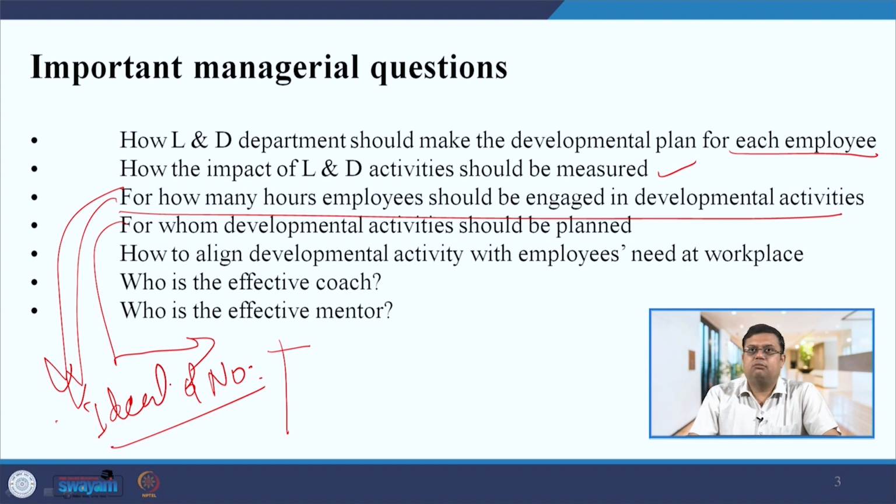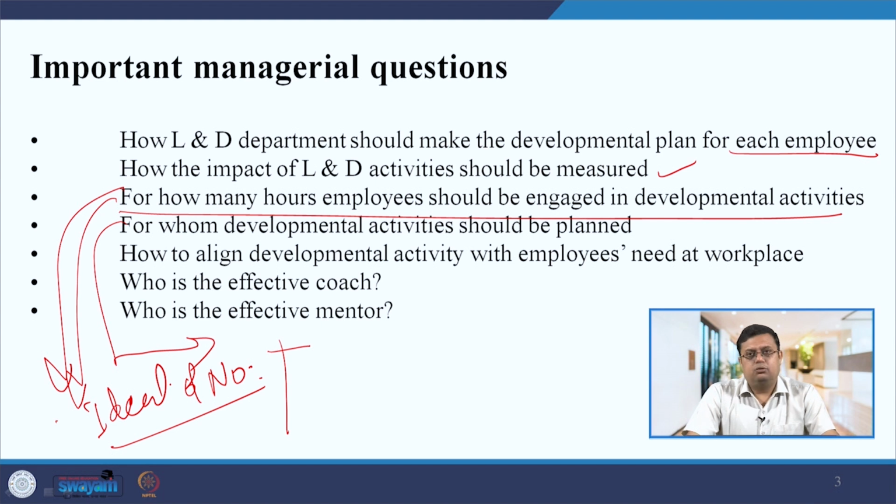That is the question that you may be asking: from where to start, what kind of activities have to be started, and how to align developmental activity with the employee need. Because most of the time employees complain about the training programs and developmental activities, they were not able to fulfill my requirement at a workplace.